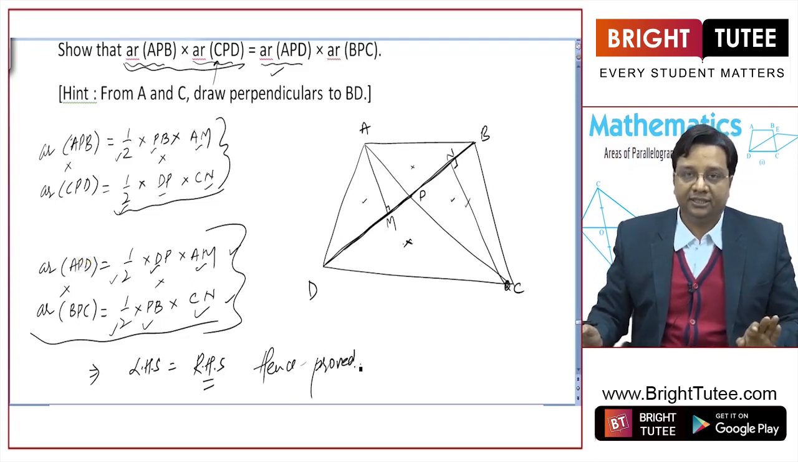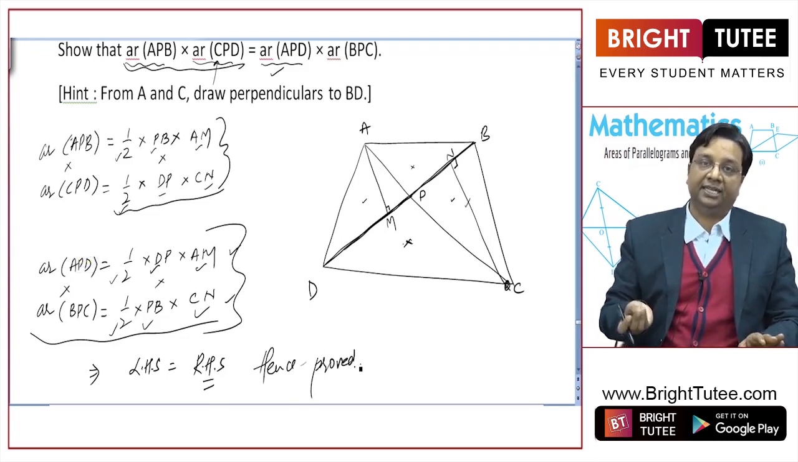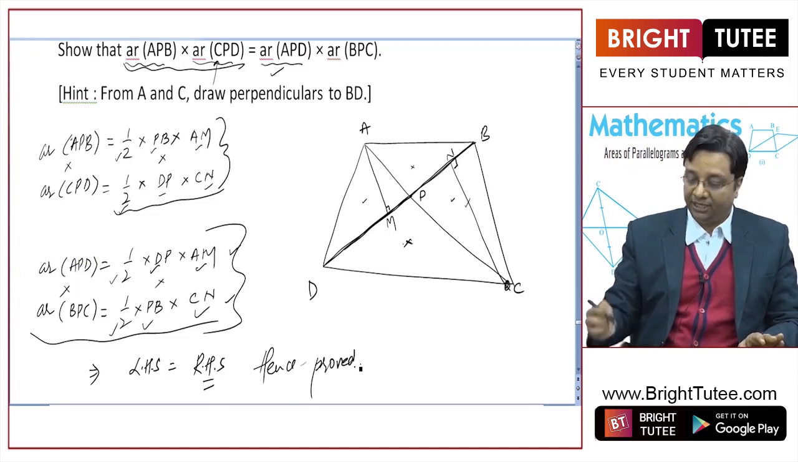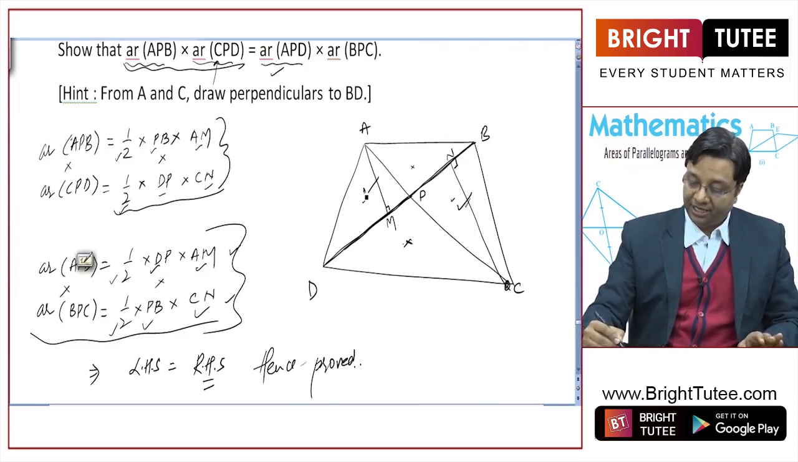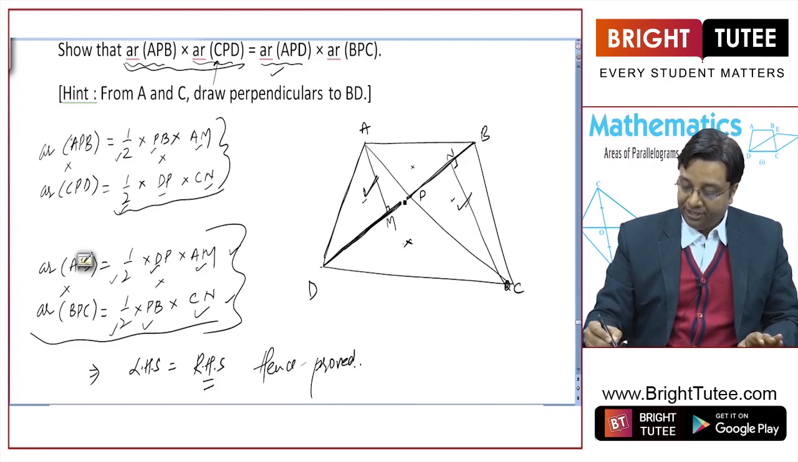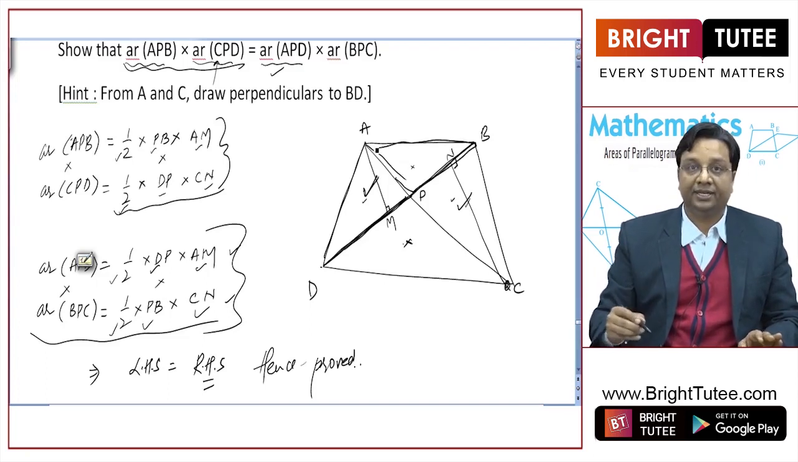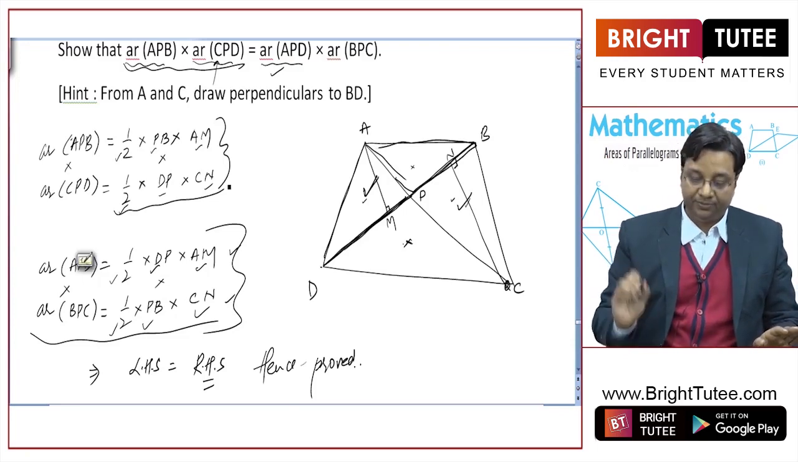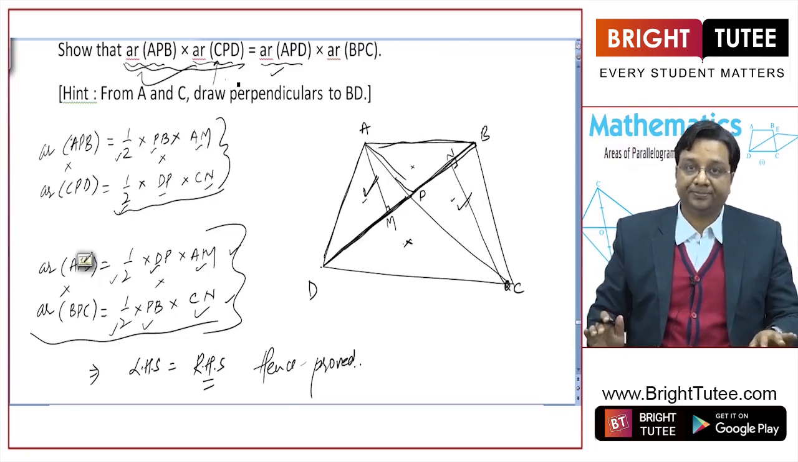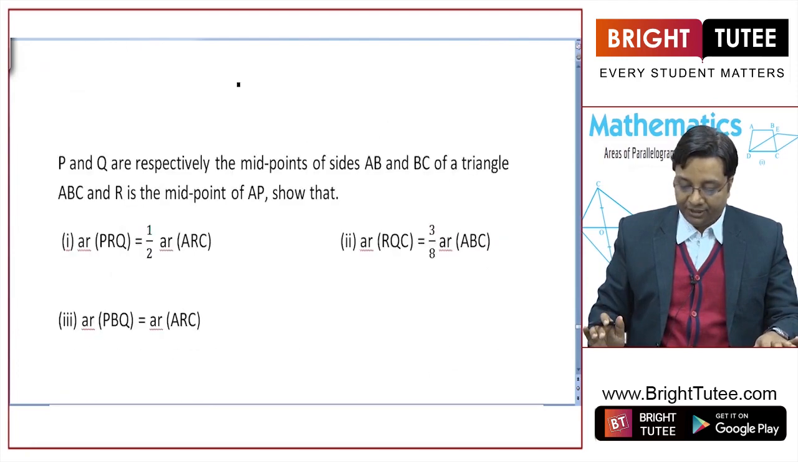Okay, so it was just a simple application of the area of a triangle, half into base into height. We just dropped two perpendiculars and took these two perpendiculars as heights of these triangles. For example, AM is the height for ADP as well as APB, right? So considering these, we could easily show that these two products are equal. Let us move to the next one.